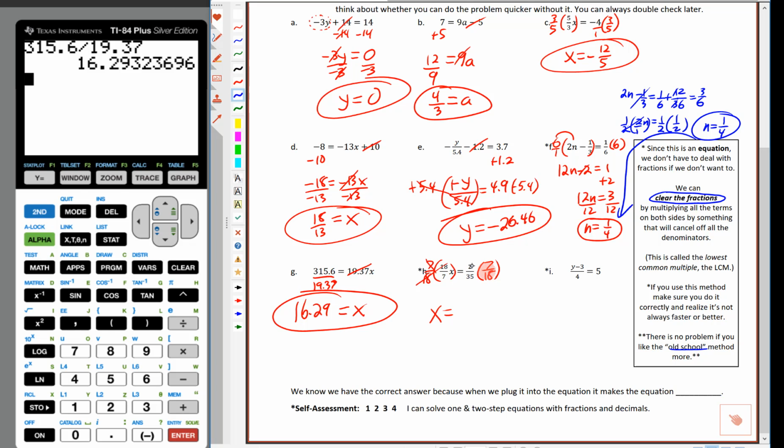Can we do any cross cancellation? Well, 2 goes in here once, and 2 goes in here 9 times. 7 goes in here once, and 7 goes in here 5 times. So what that would mean is our numerator would be 1 times 1, so that's going to be a 1, and the denominator is going to be 5 times 9, so that's going to be 45.